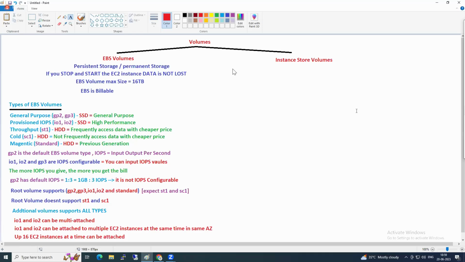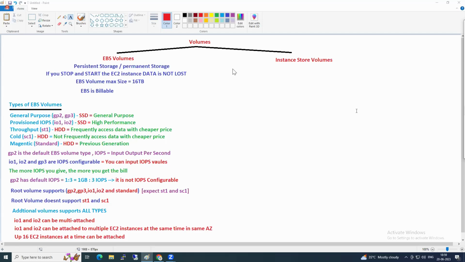Good. So now let's go with the instance store volume. Volumes are classified into how many types? Two types. What are those? EBS volume and instance store volume. What is the other one? Instance store volume. Write down. Instance store volumes.